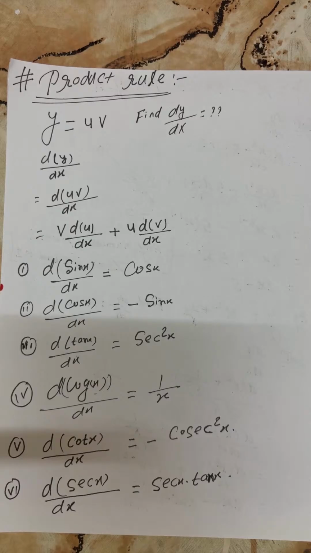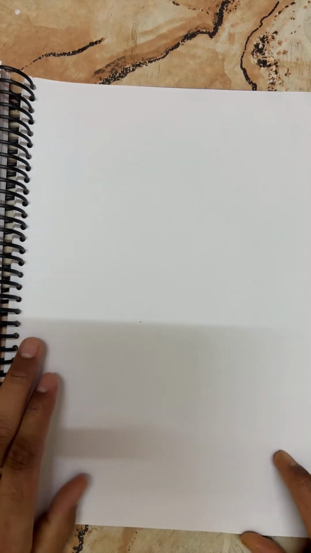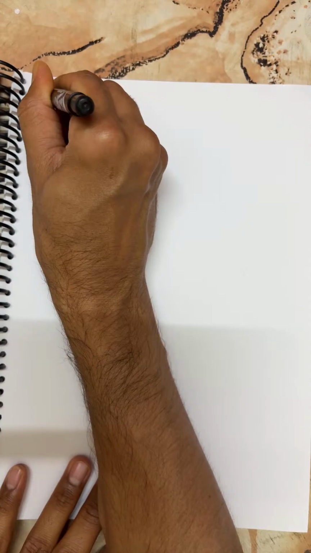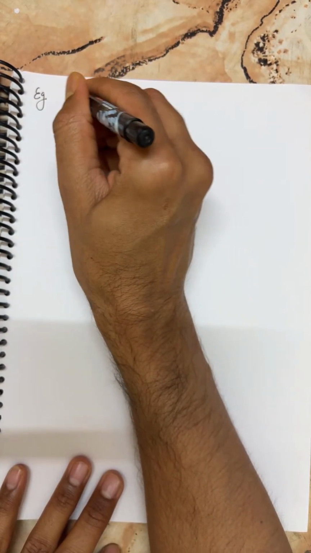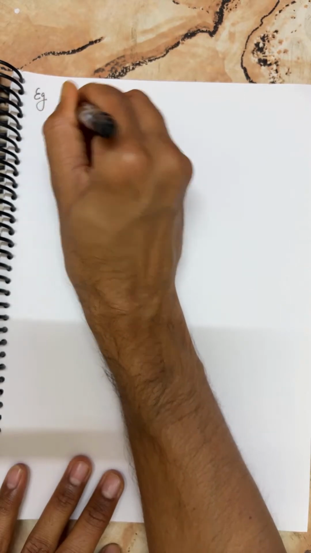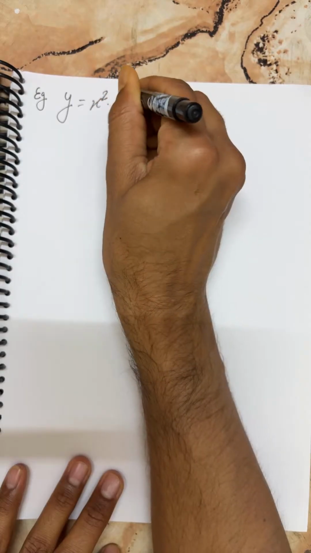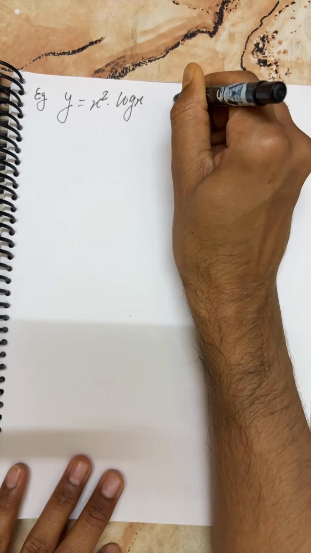Right? Okay, come, kids. We'll practice here the product rule. We'll practice the product rule together. So this is the first question here: y is equal to x squared into log of x.